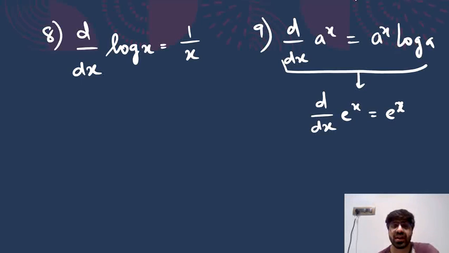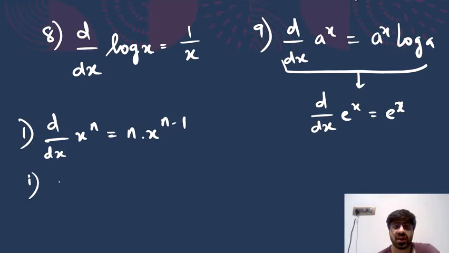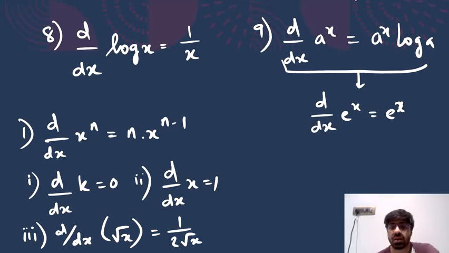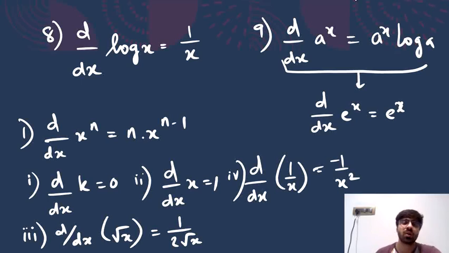And from the very first formula, derivative of x power n equal to n into x power n minus 1, there were a few inferences that you had to remember: d by dx of a constant will be 0. Second was d by dx of x will be equal to 1. D by dx of root x will be 1 upon 2 root x. And the fourth one, d by dx of 1 upon x will be equal to minus 1 upon x square. Okay, so with that I am done with whatever I wanted to cover in this video.